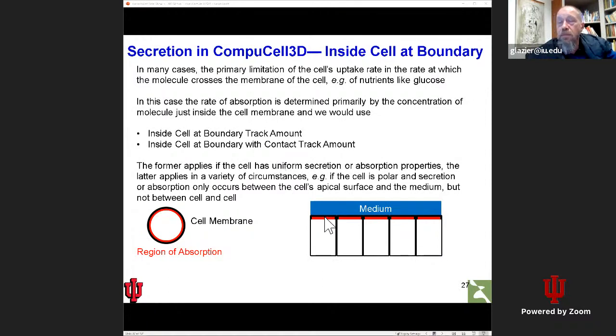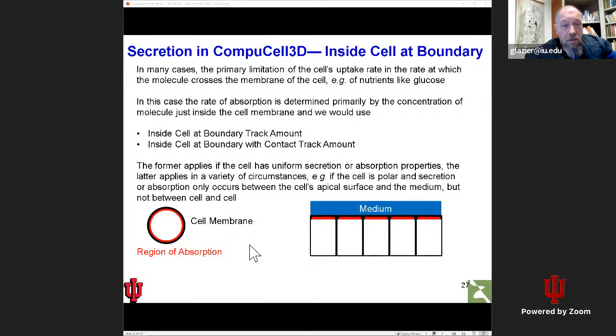We can secrete just inside a boundary. We can secrete just outside a boundary. We can secrete everywhere in the cell. We can secrete at the center of mass of a cell. And we're going to be able to keep track of how much is secreted or absorbed with the syntax total amount or total count.